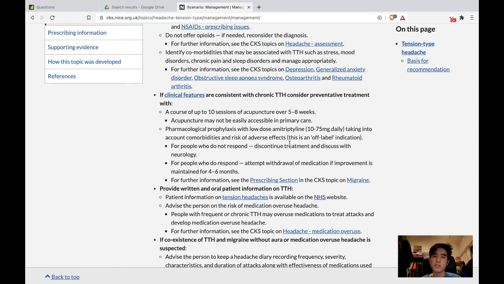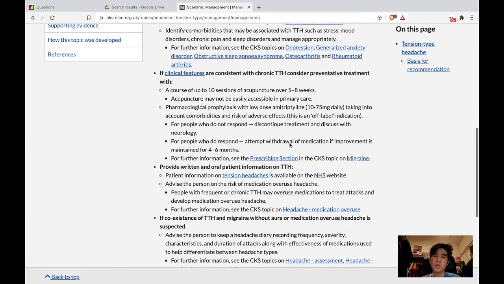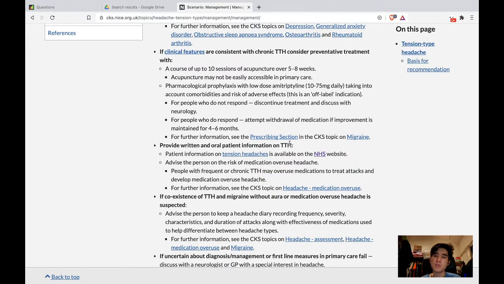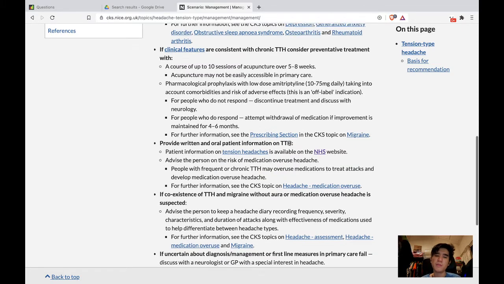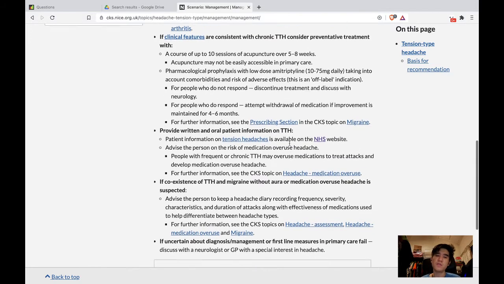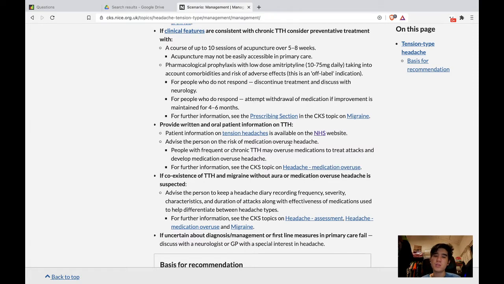With a course of up to 10 sessions of acupuncture over 5 to 8 weeks, acupuncture may not be easily accessible in primary care. Pharmacological prophylaxis with low-dose amitriptyline 10 to 75 mg daily, taking into account comorbidities and risk of adverse effects. This is an off-label indication. For people who do not respond, discontinue treatment and discuss with neurology. For people who do respond, attempt withdrawal of medication if improvement is maintained for 4 to 6 months. For further information, see the prescribing section in the CKS topic on migraine.